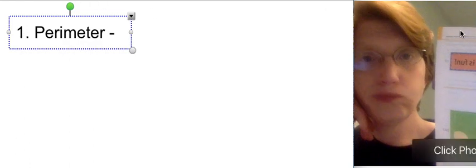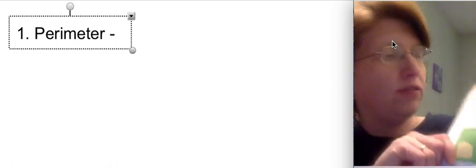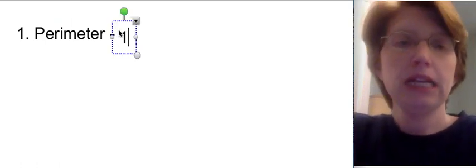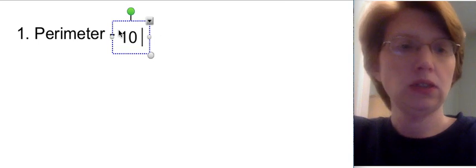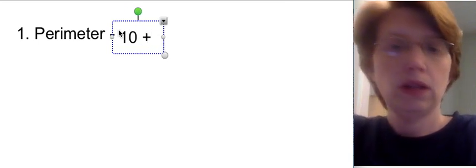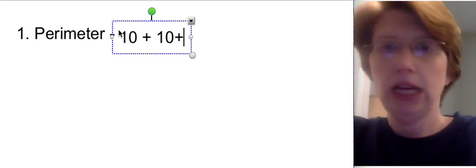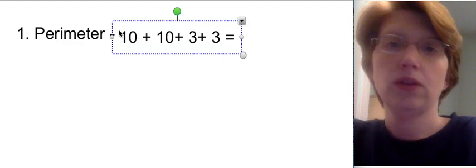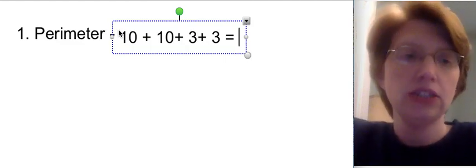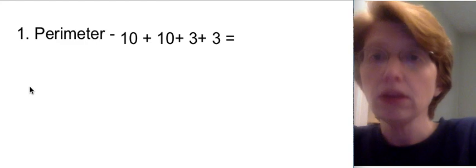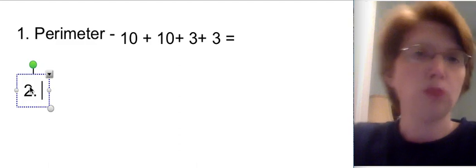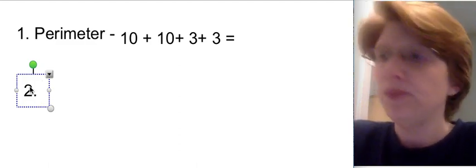But what do you know? It's a rectangle. So if you've got 10 here, then that means that on the top, that's 10. So for the perimeter, we are going to add 10 plus 10 plus 3 plus 3, right? And that will give you the distance around the board. So that's what you need for number 1. I am not going to work that out for you. You are smart enough that you can do that on your own.